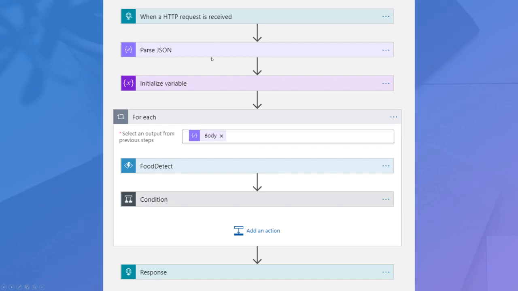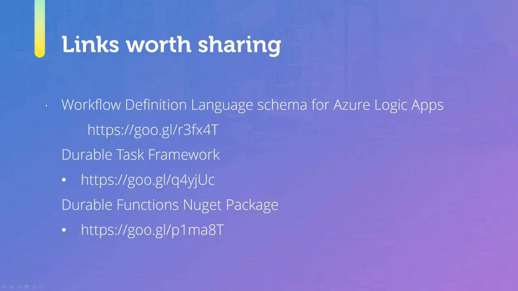So this is simply a screenshot of what I showed, and here we go. This is the end of our session, where I want to share some resources that might be valuable for you. For the workflow definition stuff that I just showed, there is a link where you can access the definition language schema. Then the durable task framework is something you might want to look into. And finally, the link for the NuGet package for durable functions.